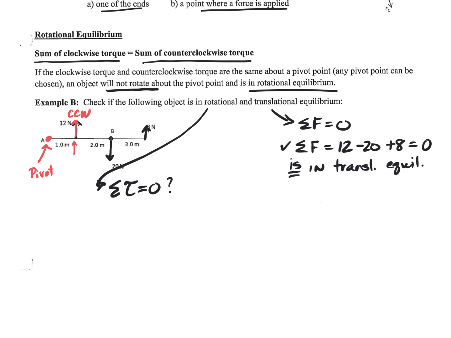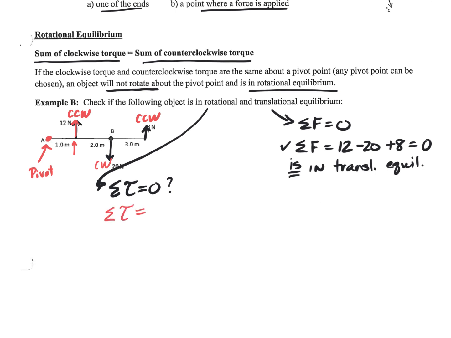What about B? B is pressing down, isn't it? So which way is it going to turn? Clockwise, isn't it? So this guy's going to make it go clockwise. What about the last point, the one at the end, the 8 newton one? Which way is it going to make it go? Counterclockwise, right?